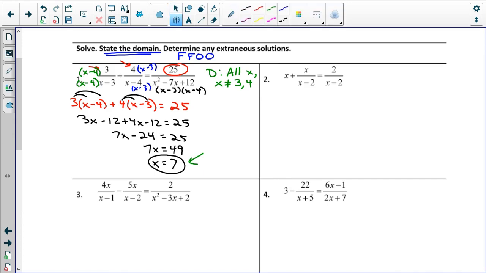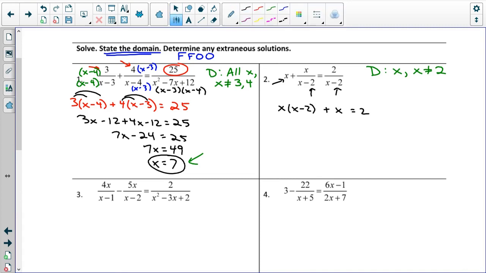If I look at problem 2, I'm going to look at the domain first. x can be anything except x cannot equal 2. So now let's figure out what I would multiply everything by if I need to. I'm going to multiply this first one by x minus 2 over x minus 2, and the other two terms don't need to be multiplied by anything in order to get a common denominator. So I have x times x minus 2 plus x equals 2.